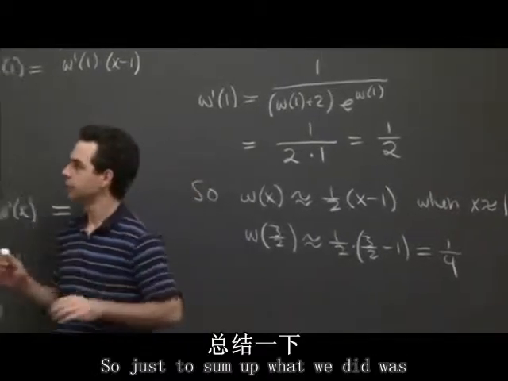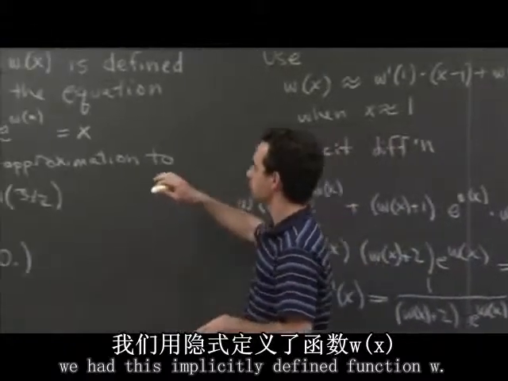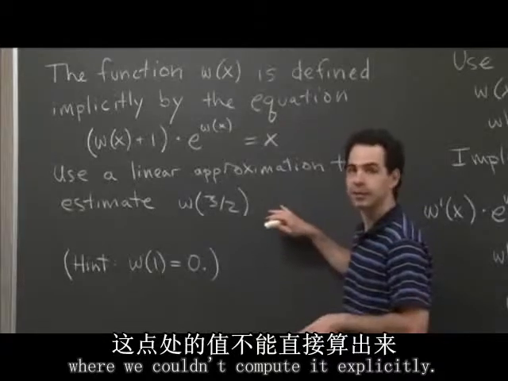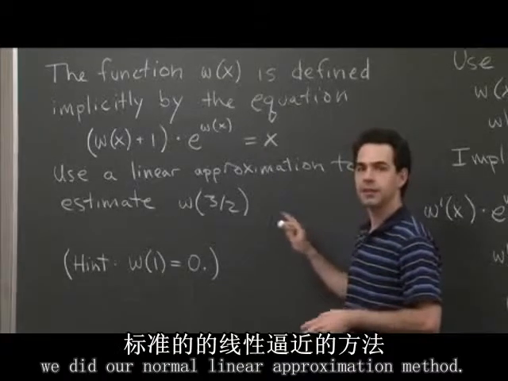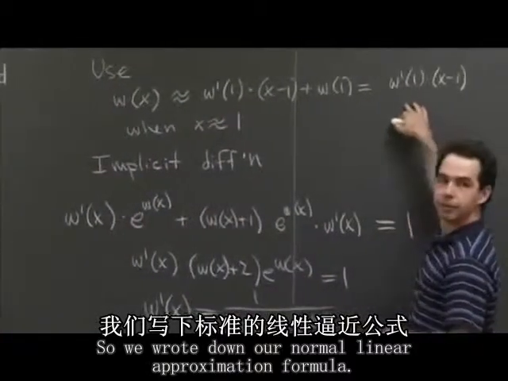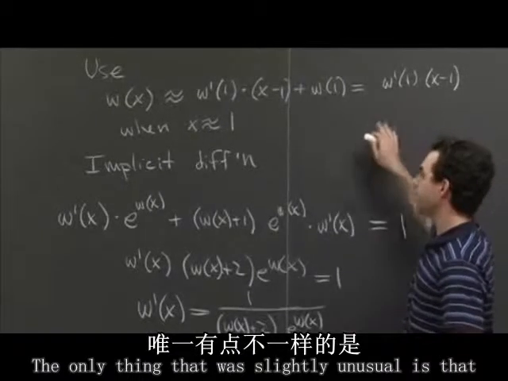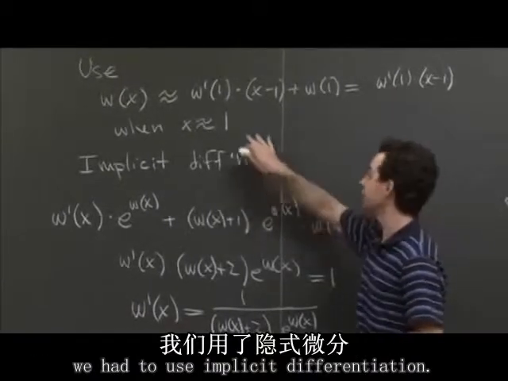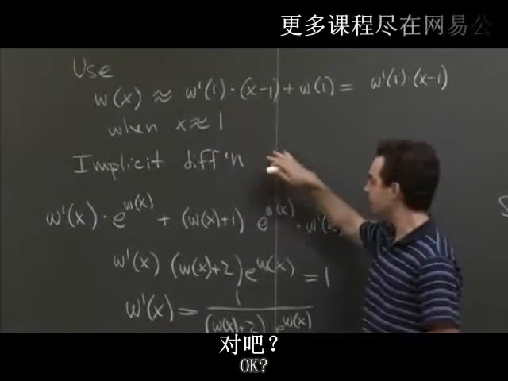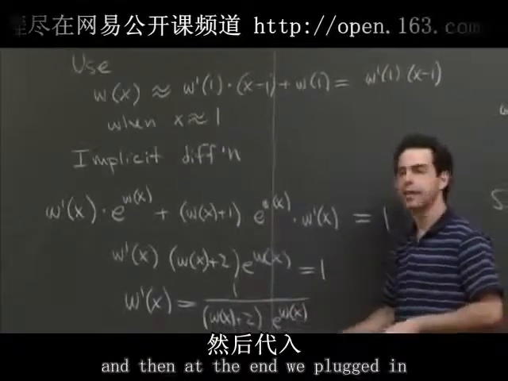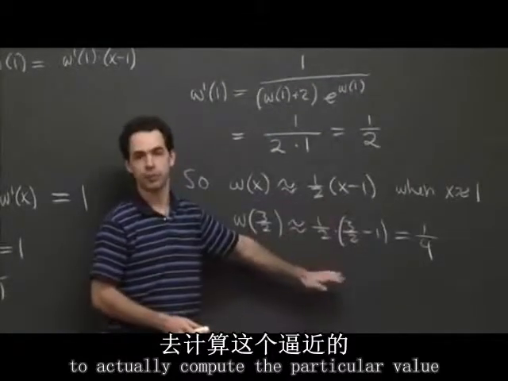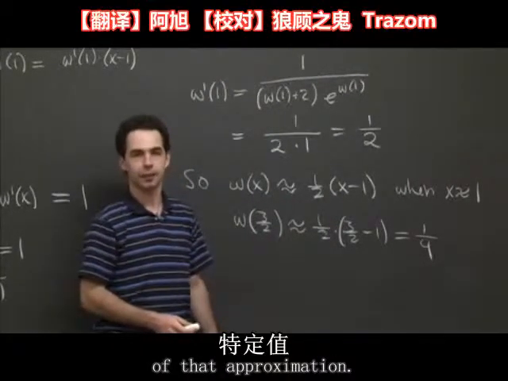So just to sum up, what we did was we had this implicitly defined function w. We wanted to estimate its value at a point where we couldn't compute it explicitly. So we did our normal linear approximation method. We wrote down our normal linear approximation formula. The only thing that was slightly unusual is that we had to use implicit differentiation in order to compute the derivative that appears in the linear approximation. So that happened just like normal. And then at the end, we plugged in the values that we were interested in to actually compute the particular value of that approximation. So I'll end there.